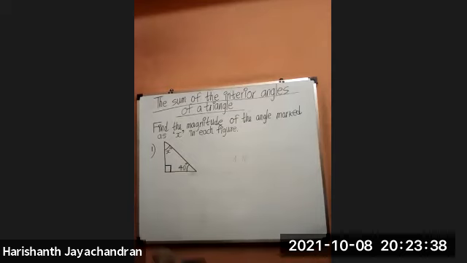The sum of the interior angles of a triangle is 180 degrees. So I have written the reason and also I have written the equation as well. I have mentioned the reason as well. The sum of the interior angles of a triangle is 180.